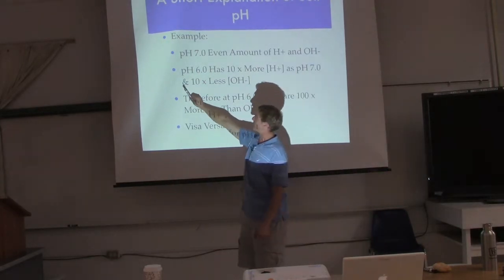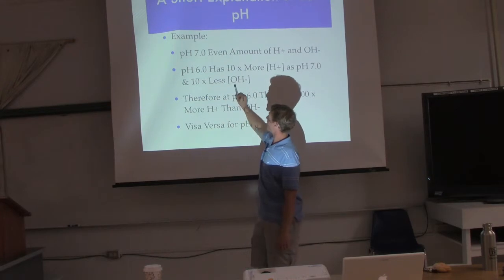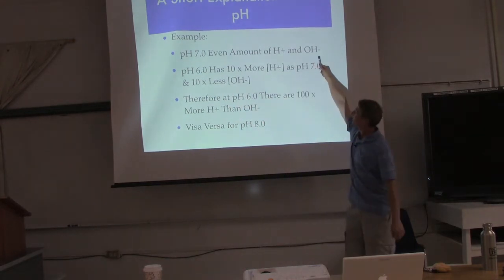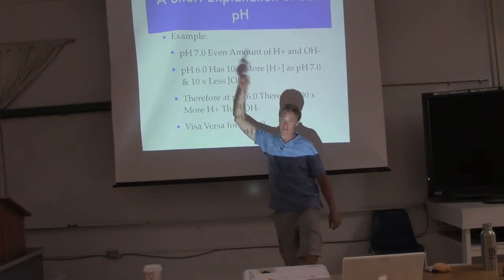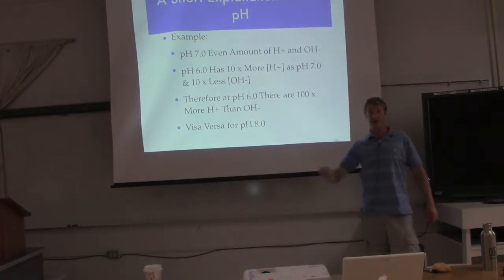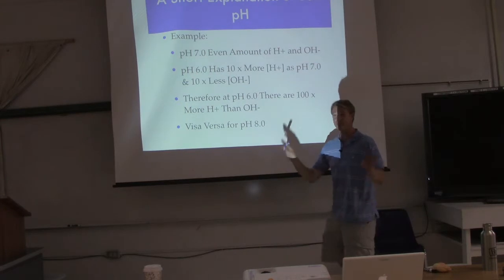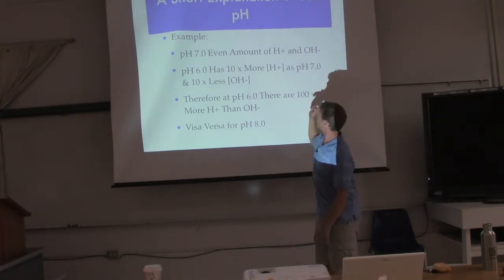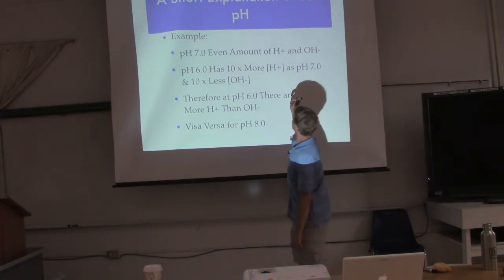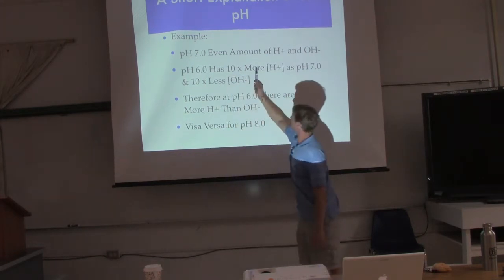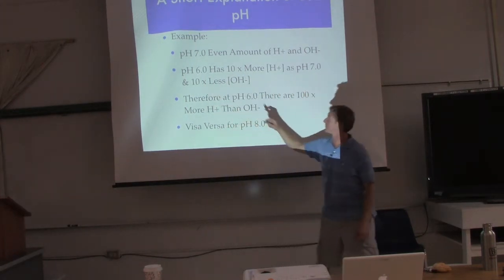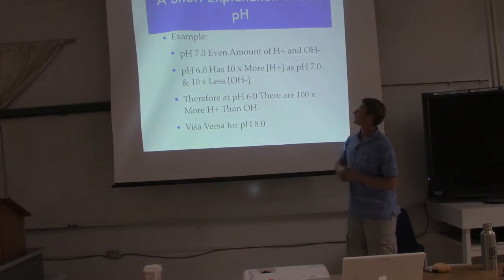It also means that there are 10 times less OH in the environment for every point that is gone down in the scale. You have to do the math together. So what you're saying is, I guess you do the 10 times 10, right? It's 100 times difference.